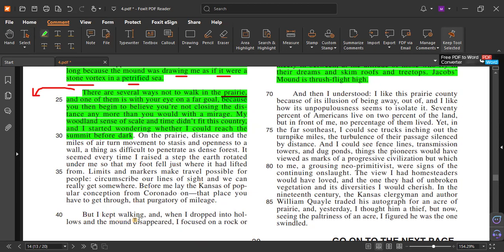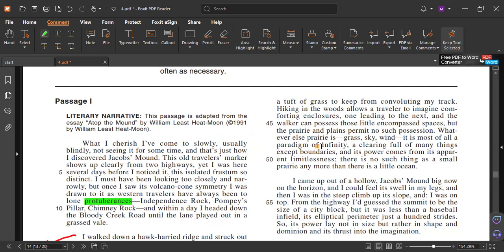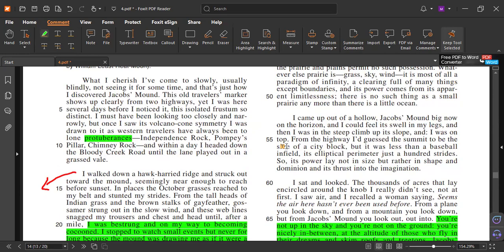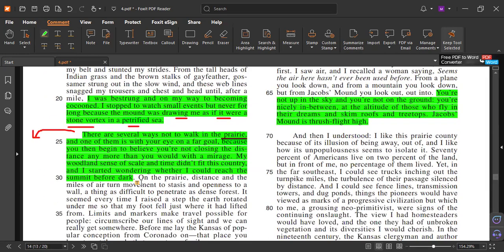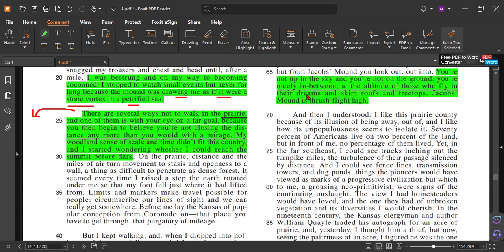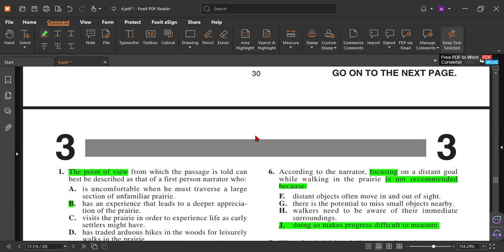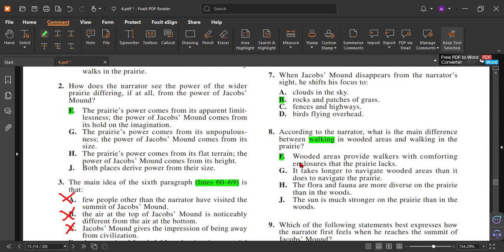But I kept walking, and when I dropped into hollows and the mountain disappeared, I focused on a rock. So that makes the difference between them. But always focus, what should I read to find the answer? So your answer must be in this paragraph. So read it until you find it. That's why. If you feel confused, check your answers. As I mentioned, wooded areas provide comfortable sensations, comfortable closures that relax. So check this answer in the paragraph. Or it takes longer to navigate wooded areas. So he talks about time.